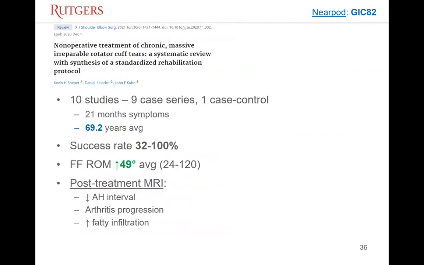A systematic review recently aimed to summarize the available data on non-op treatment. They had 10 articles in their study, including mostly case series. The most common definition of irreparable tear was 2+ tendons with atrophy and retraction. The average age was 69 years. They had a wide range of reported successful treatment, from 32% in one study to 100% in another.